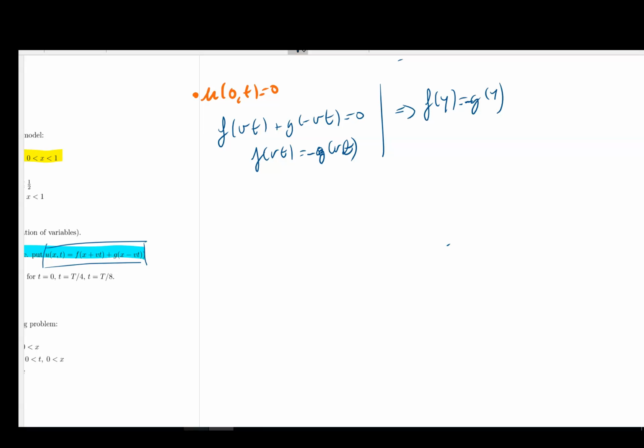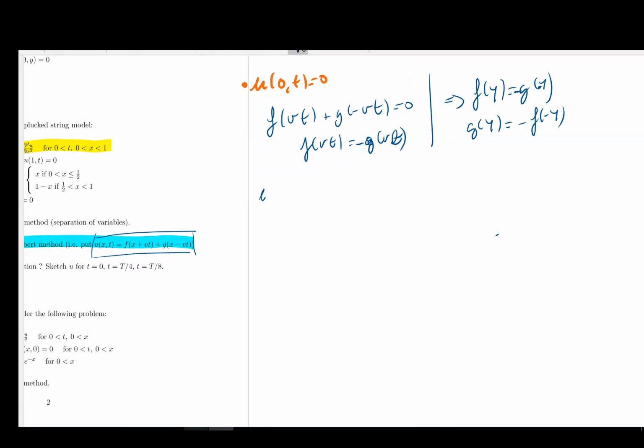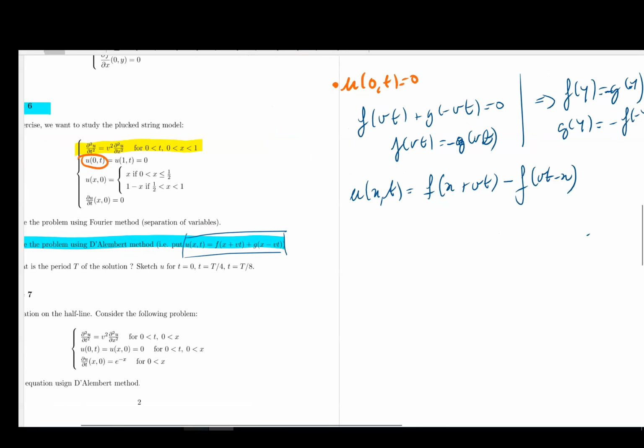Okay, so very simply that tells you that the formula of f is the formula of the opposite of g applied to the opposite of its variable, and vice versa. g of y is minus f of minus y. Okay, so what does that mean? It means that actually my function u of x, t can be written using only one function. Let's keep the f of x plus vt, and the g is going to be minus f of minus x minus vt, so vt minus x.